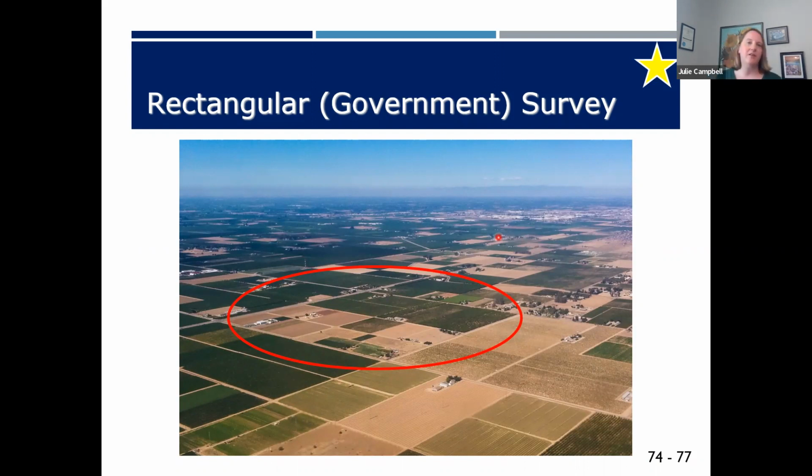Y'all look at this picture. Does this look like the lay of our land? Are we flat? No, we've got mountains, don't we? We've got ridges, we've got hills. This looks like something you might see out west when you're flying to Vegas, doesn't it? The rectangular government survey system is mostly used west of the Mississippi.